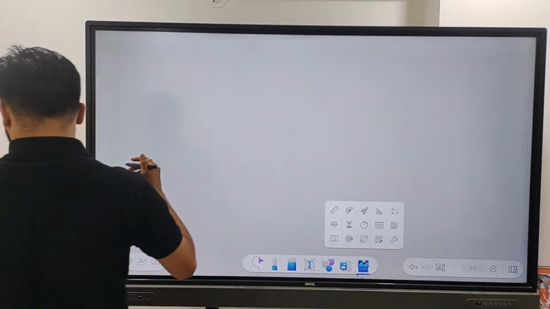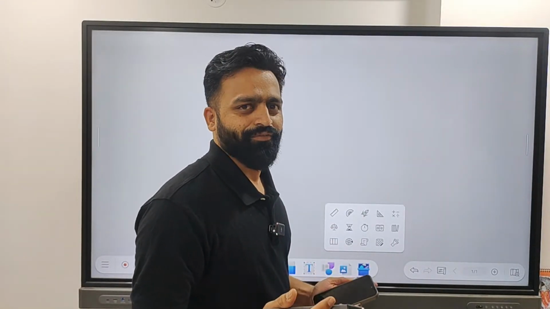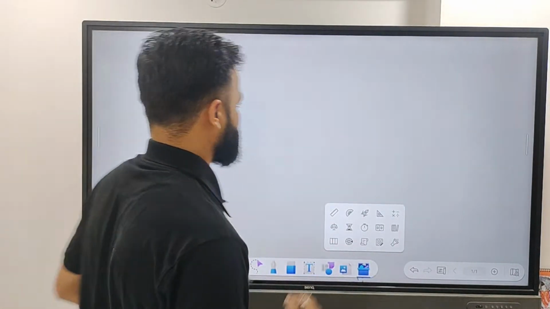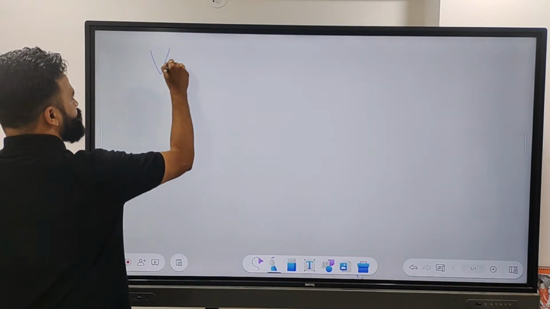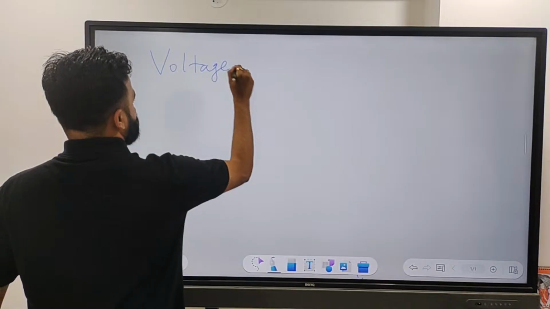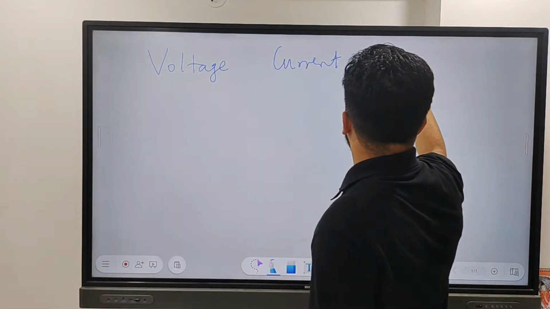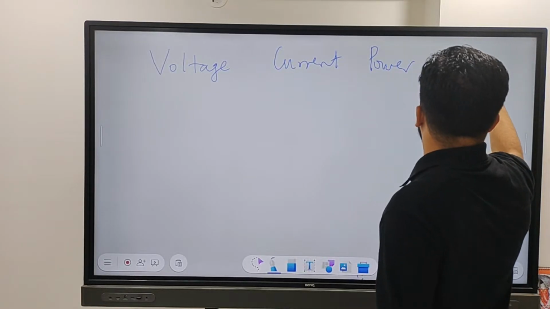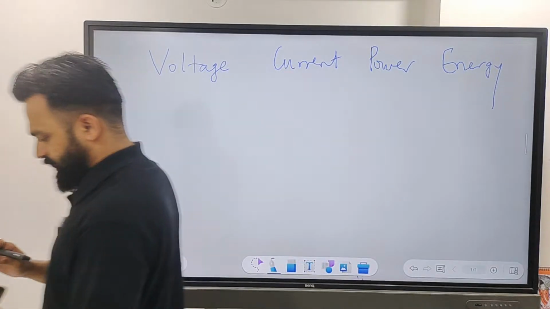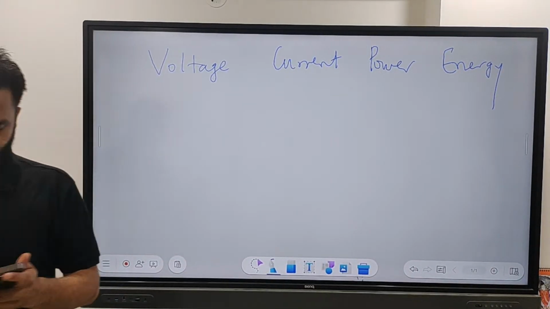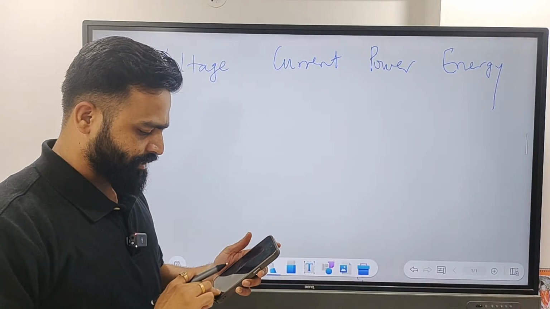I hope all of you know, maybe you don't know, whether first voltage is there or first there is a current, but I'll make it clear for you. So we have to learn what is voltage, then what is current, what is power and what is energy. We'll start with the very basics, what is a voltage. And to start with this basic, first we have to understand the concept of electrical work done.